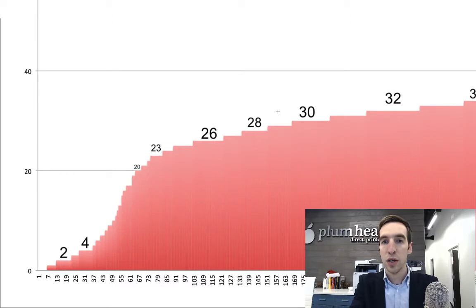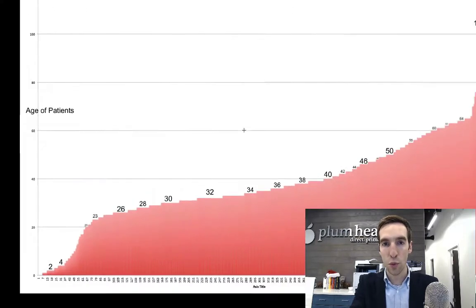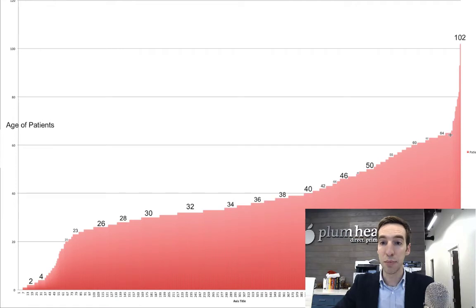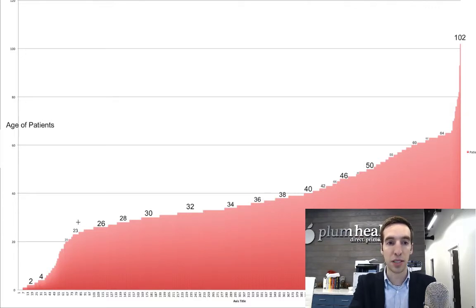And I think there's a couple things at work here. You can see that the majority of our patients are between, let's say, 20 and 65. Roughly 80% of our patients are between 20 and 65, with the majority of our patients, maybe a solid half, coming between like 26 and 50 years of age.